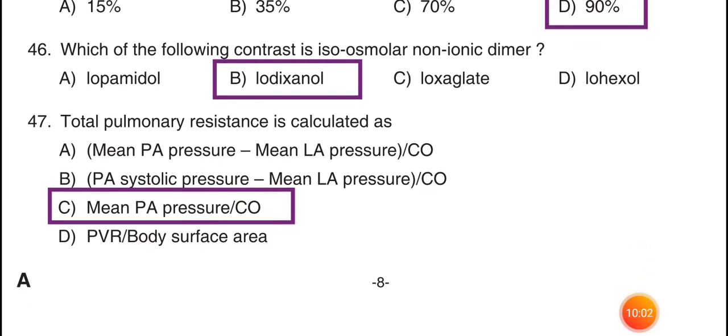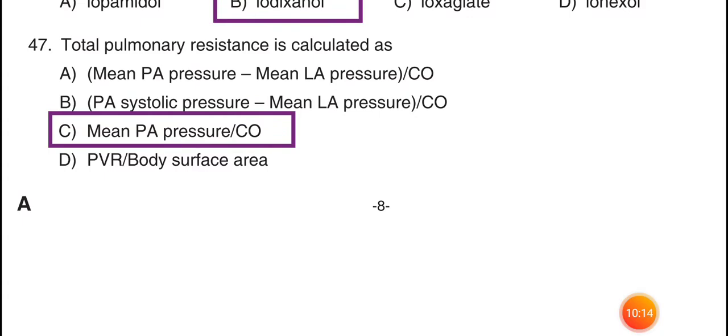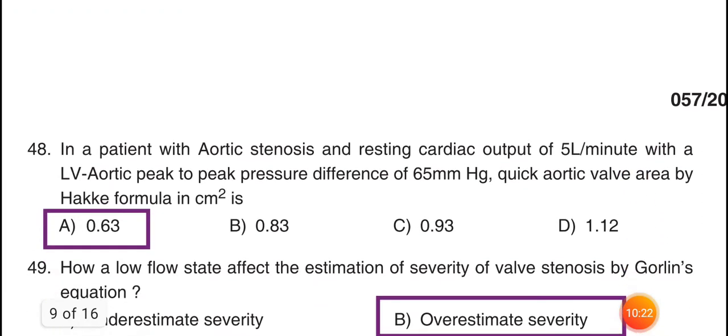46. Which of the following contrast is isoosmolar non-ionic dimer? Option B, iodixanol. 47. Total pulmonary resistance is calculated as option C, mean PA pressure divided by CO.